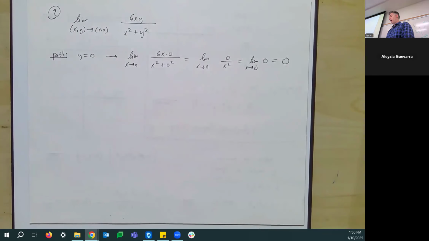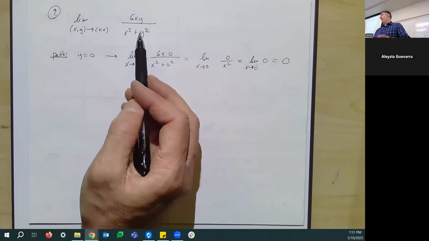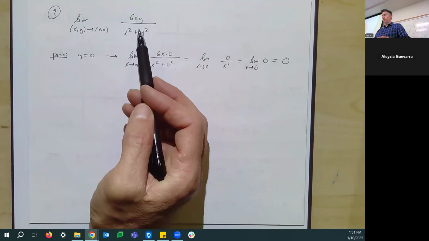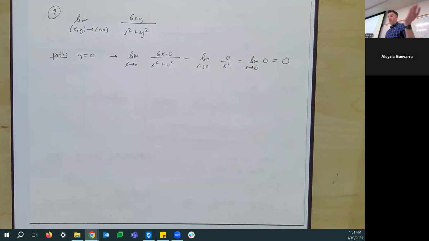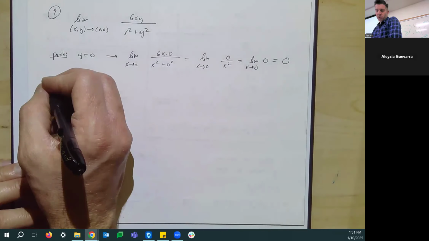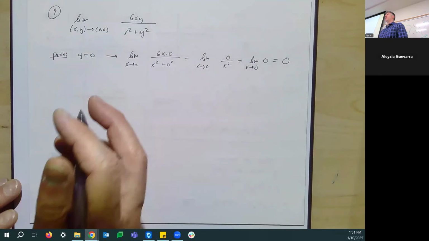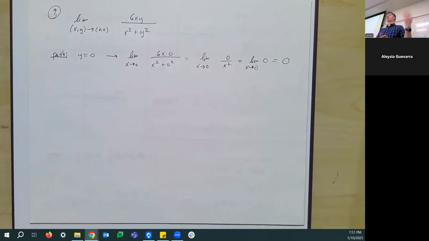I don't want to write it down, but I will point out that if we checked x equal to 0, we get the same result. If we set x equal to 0, we're also going to get 0 divided by y squared, which will just be 0. So we need to pick a different path. Let's try, sure. I usually go increasing in power, so I'm going to try y equals x.